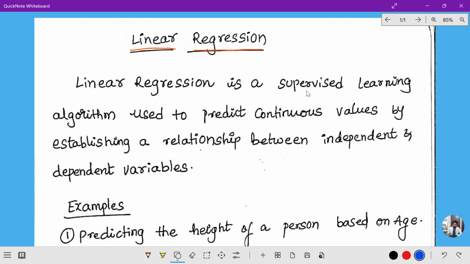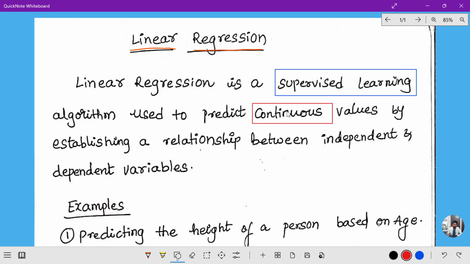Linear regression is a supervised learning algorithm used to predict continuous values by establishing a relationship between independent and dependent variables. It is a supervised learning algorithm. It is used to predict continuous values by establishing the relationship between independent and dependent variables.